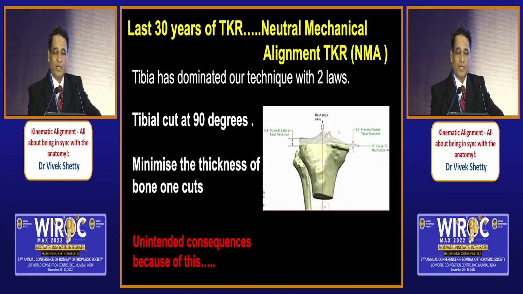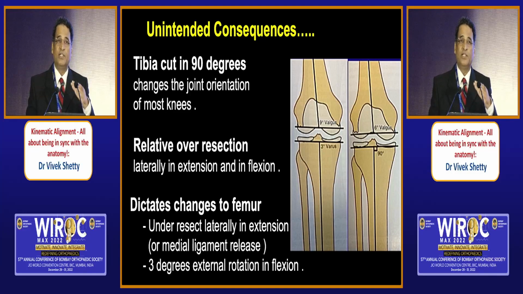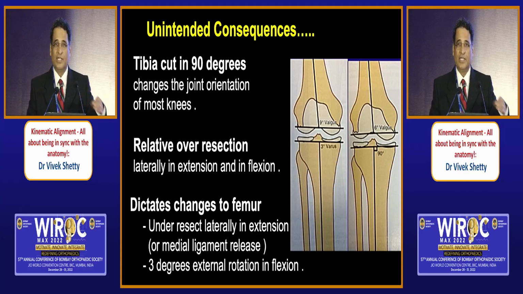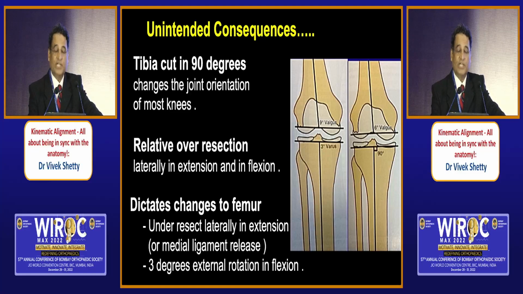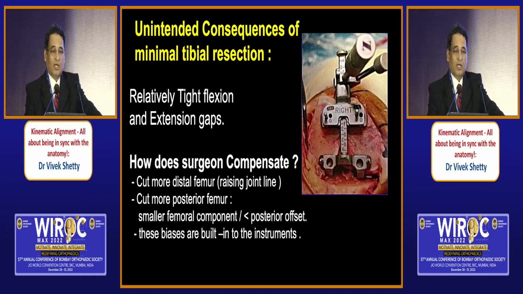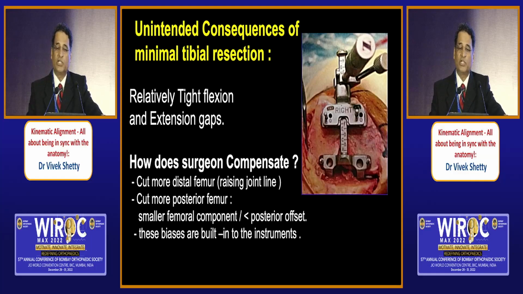with unintended consequences. So on the tibial side, it changes the orientation of the joint. Because you just saw it is 87 degrees, you're cutting it in 3 degrees more. It results in over-resection laterally, and therefore it affects both flexion and extension, which has consequences on the femur. You need to rotate it in 3 degrees external rotation to compensate for the flexion, and under-resect on the lateral side in extension to balance. Further consequences is you have a tighter gap, both in flexion and in extension, and you have the instrumentation to cope with that.